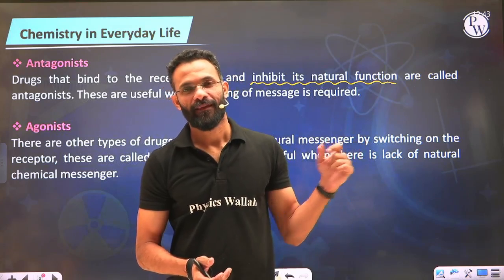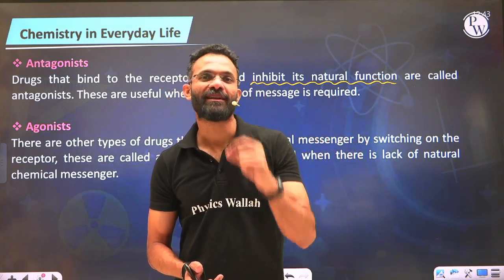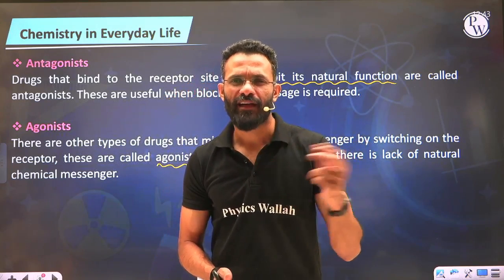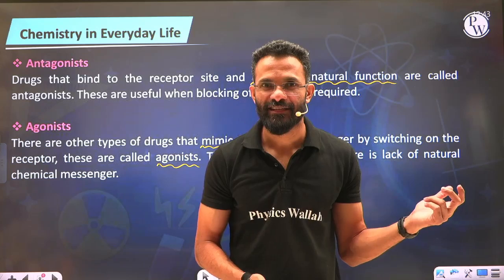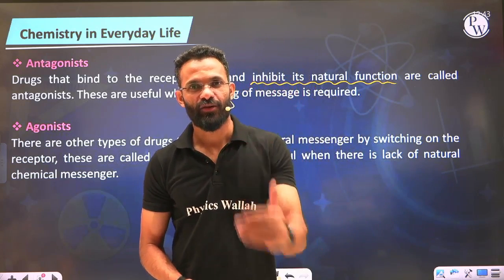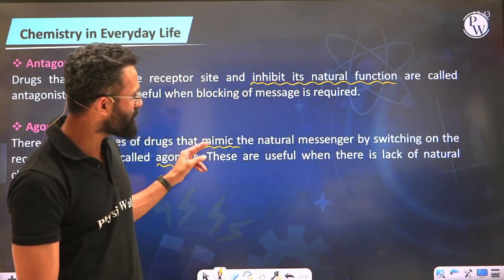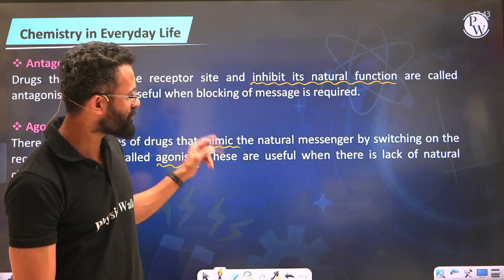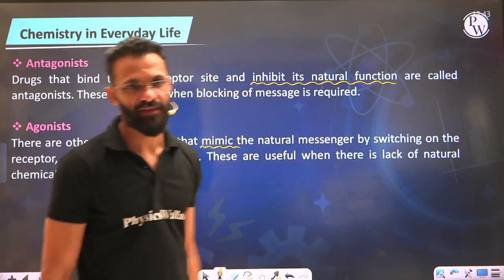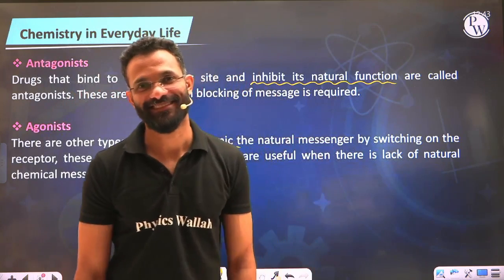Whereas when you talk about drug and receptor interaction, there are two types of drugs which can interact with the receptor and produce certain signals. Those drugs or medicines are agonist and antagonist. Agonists are the ones which copy or mimic the activity or function of the natural messenger. Antagonists are the ones which inhibit the function of the natural messenger.